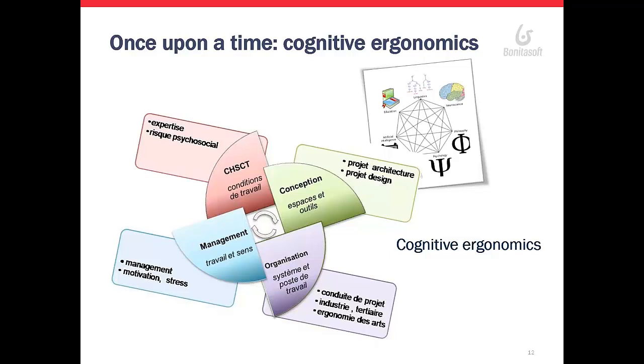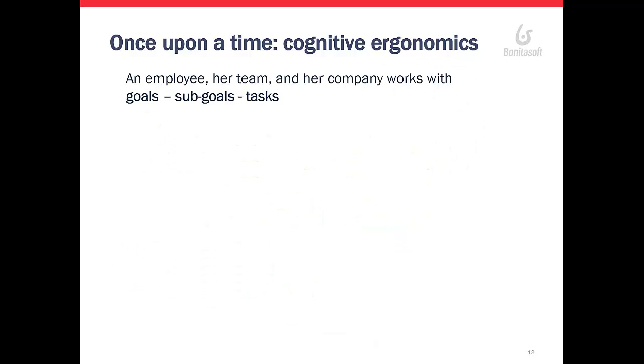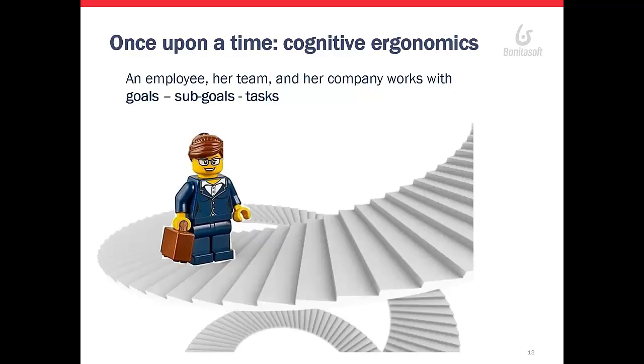There's a lot of components, right? The organization, management, so human relationships, conditions of work. You may have heard about psychosocial risks in enterprises, and how to conceive the space and the tools of working. So what you learn in this curriculum is that as an employee, a team or a company, everyone works with goals, sub-goals, and tasks. It may be easy to understand at the strategic level. You have goals to perform for a team, but then this translates into sub-goals and tasks for employees.